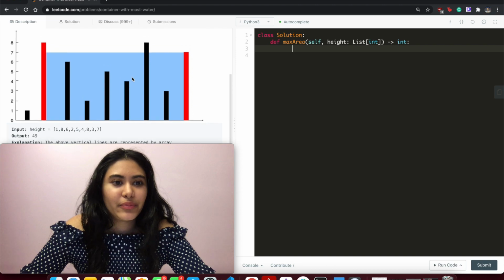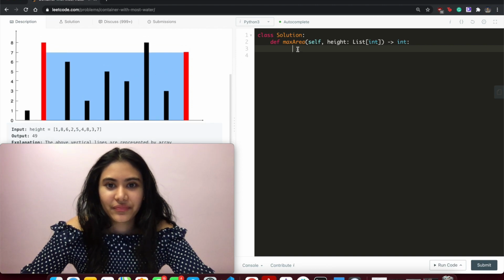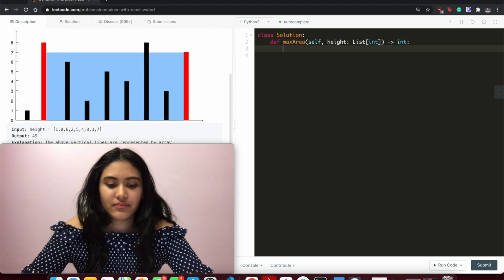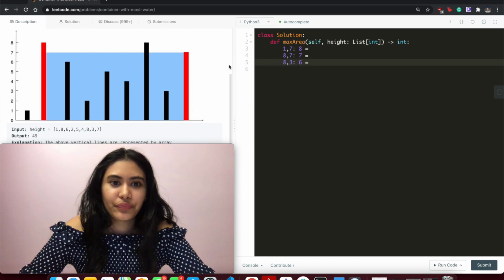So before we start, let's look at a few more examples. How are we even finding the area? How are we finding the container with the most water?